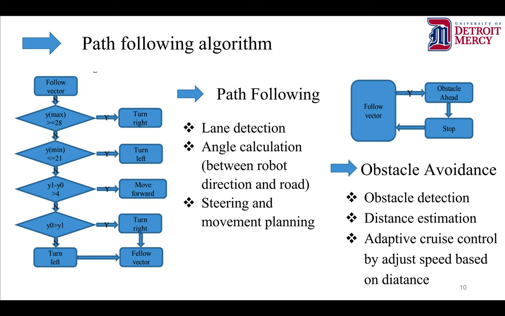For the path following algorithm, there are two parts. The first is path following, the second is obstacle avoidance. For path following, we have to do line detection and angle calculation. The angle is between the robot direction and the road. We also have to do steering and movement planning. For obstacle avoidance, we have to do obstacle detection and distance estimation, to estimate the distance from the obstacles ahead. And adaptive cruise control, adjusting the speed based on distance, should also be done in the obstacle avoidance part.